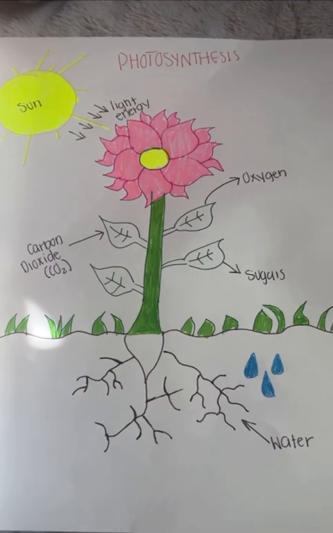So what is photosynthesis? Photosynthesis is the process where plants convert sunlight, water, and carbon dioxide into oxygen and sugar energy. Okay, so here's a picture of photosynthesis.